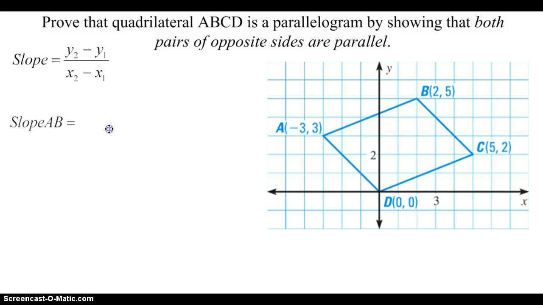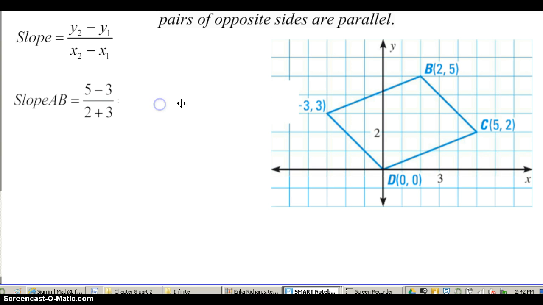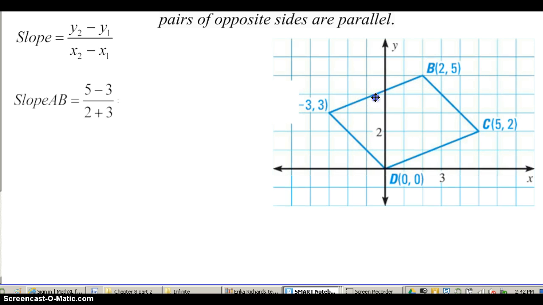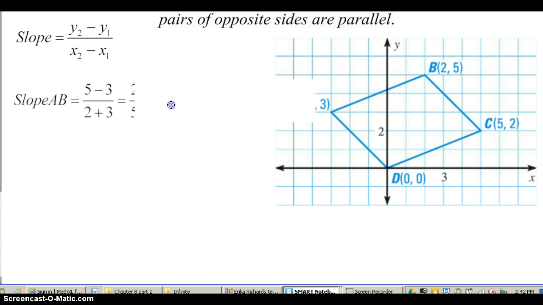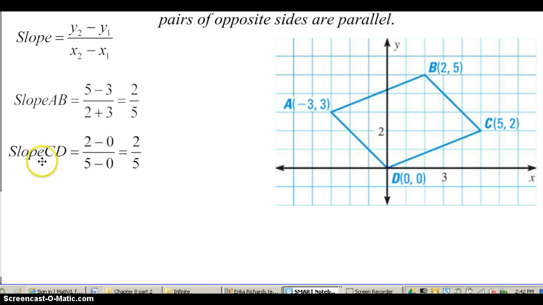So I'm going to start with B and take 5 minus 3, and then take 2 minus a -3, which is plus. That gives me 2/5. Well, what am I comparing AB to? I'm comparing it to CD. So when I do that, I'm going to start with C, and I'm going to take 2 minus 0 and 5 minus 0, and that gives me 2/5. As long as they are parallel, that starts my justification.